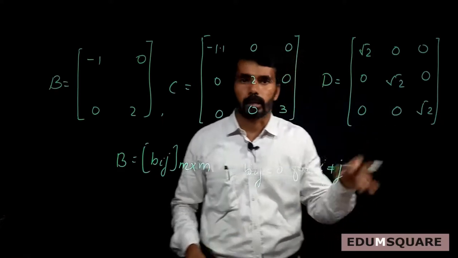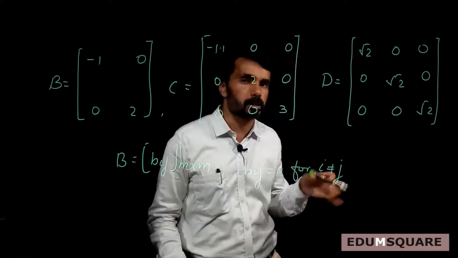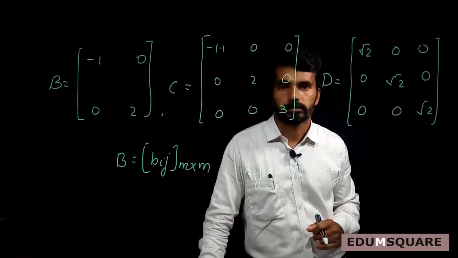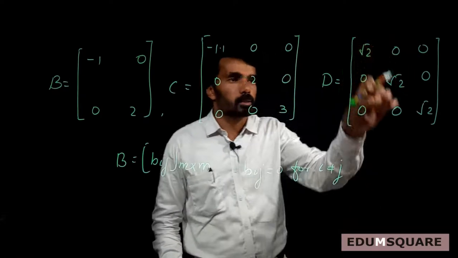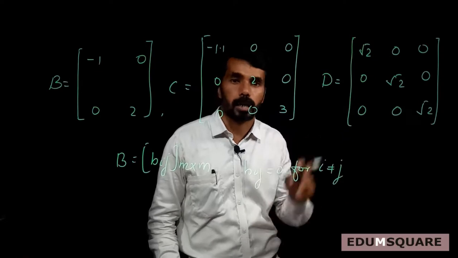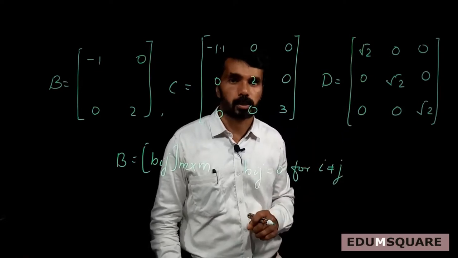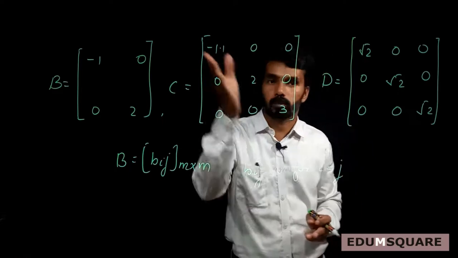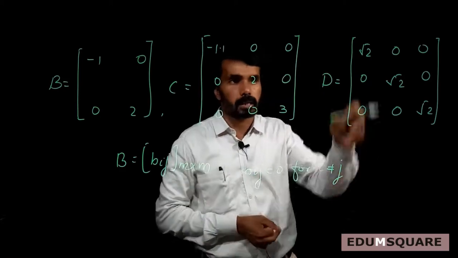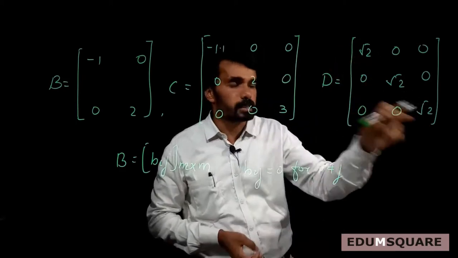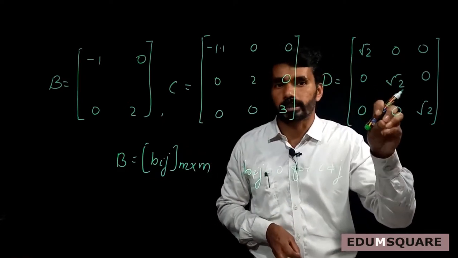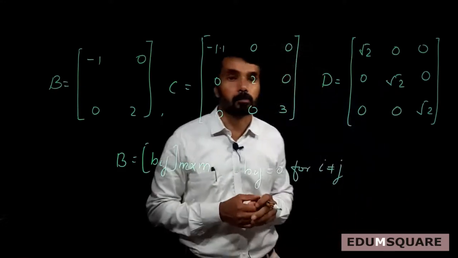Yes, okay. Then apart from these two, can you see any other speciality for this matrix D? Yes, here all the diagonal elements are equal, a constant, root 2. Here in the earlier matrix the diagonal elements vary: here it is -1.1, here it is 2, here it is 3. But in the matrix D, all these diagonal elements are equal. So this type of matrix is called a scalar matrix.